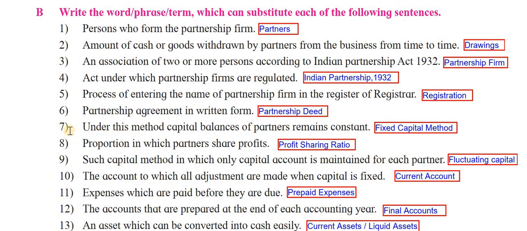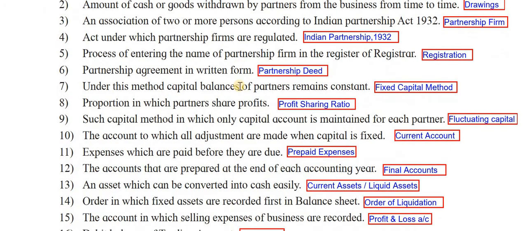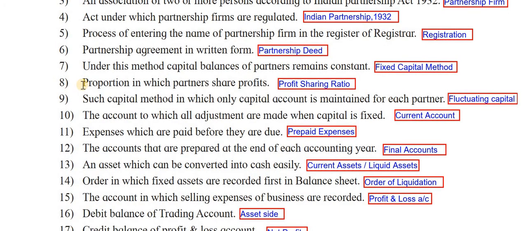Then seventh, under this method capital balances of partners remain constant. Definitely जो constant रहता है उसको हम fixed कहते हैं, है ना. So ये method कौन सा है? It is fixed capital method. Then eighth one, proportion in which partners share profits, उसको हम profit sharing ratio कहते हैं.